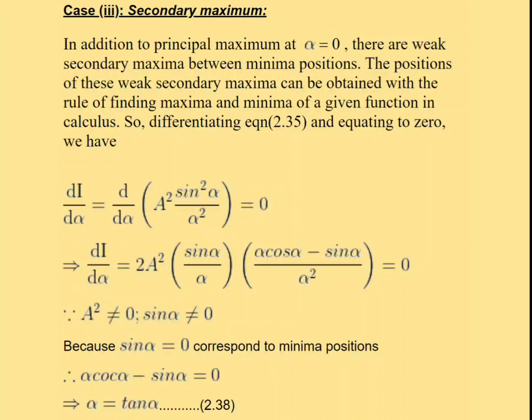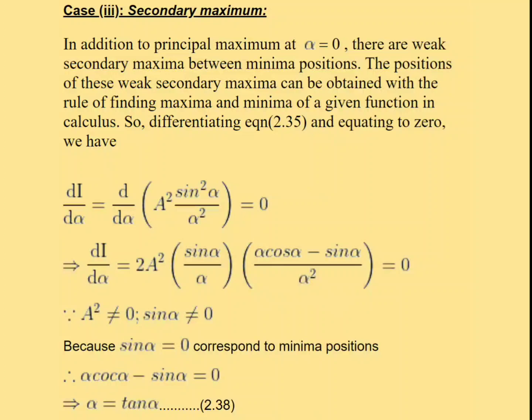Here, I = A² sin²α / α². First of all, it is written as (A sin α / α) whole square. So that is in the form of an x² model. The differentiation of x² is 2x. Again, the differentiation of x is like the u by v model.